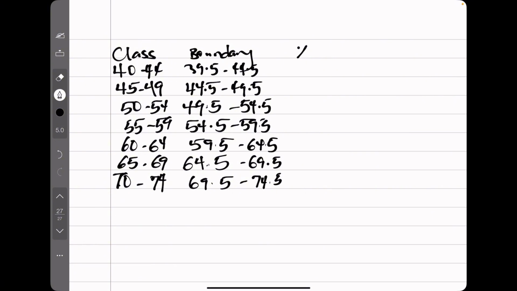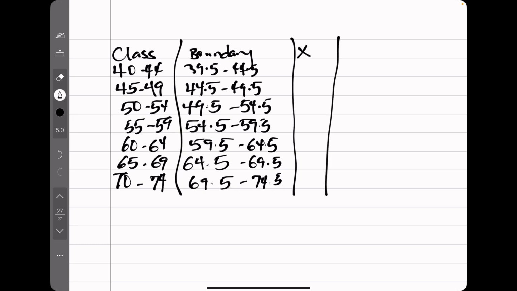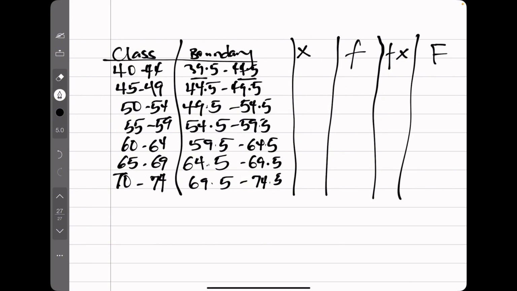Next, to get the x value, as we did in the other class, we added the lower class boundary and the upper class boundary to get our x mark. You can go over to the jotting from the last class to go through that. I will not go back to that. We have 42, 47, 52, 57, 62, 67, 72.